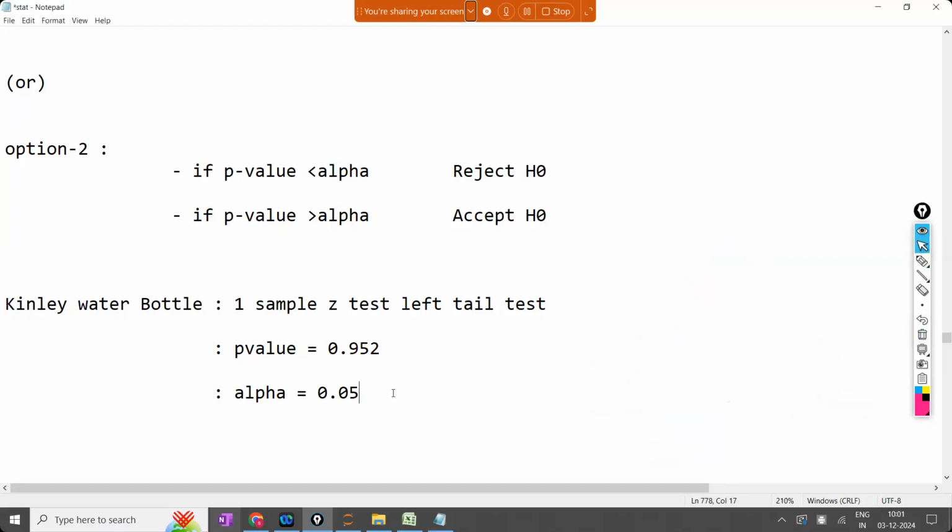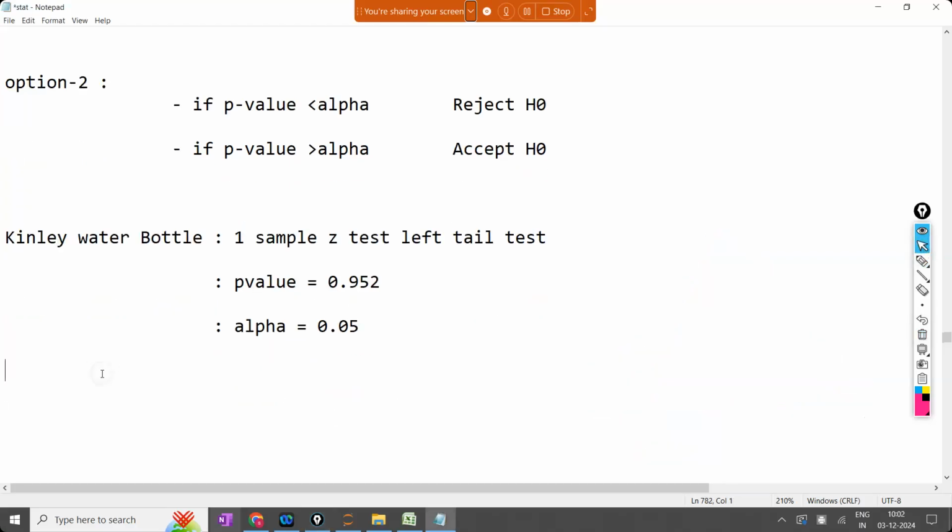Now let us go with the second example. What is your second example? Pizza. In the pizza example, first tell me what the test is. It is a one sample z-test with a right tailed rejection. Here only the point is there. Right tailed rejection.